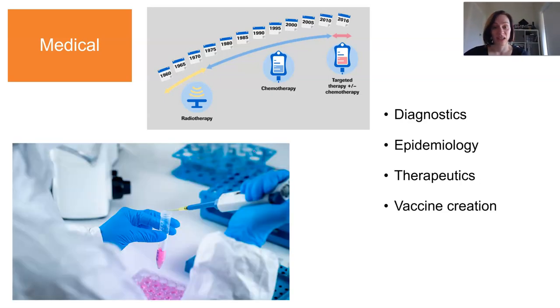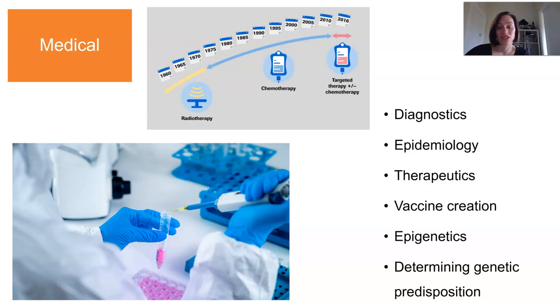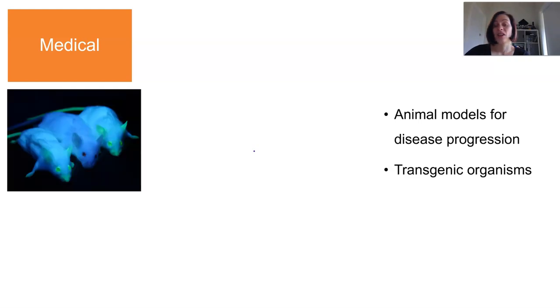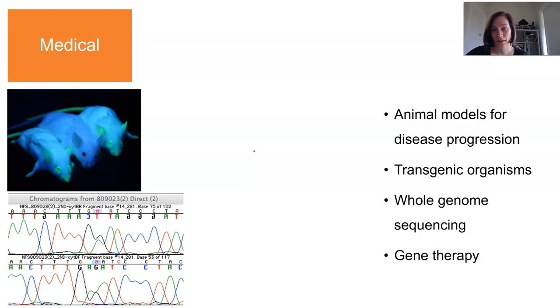We're talking vaccine creation, which we've seen in the last 12 months. We're talking epigenetics, which many of you are investigating. We're talking determining genetic predisposition to disease as well. We can use animal models for disease progression. We can create transgenic organisms. We can sequence an entire genome now. We can use gene therapy to change how different genes are being expressed.